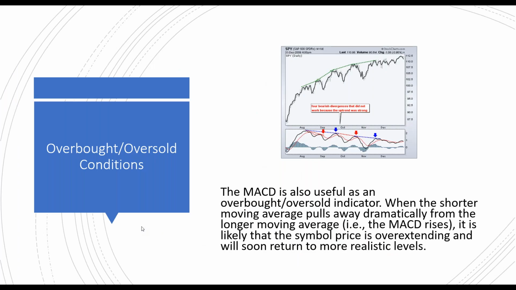Now, MACD is also useful as an overbought, oversold indicator. When the shorter moving average pulls away dramatically from the longer moving average, in other words, MACD rises, it is likely that the symbol is overextending and will soon return to more realistic levels. So when the MACD line rises significantly higher, it's telling us that the market can be overbought. These peaks and valleys will help us. When the MACD line falls significantly, it can tell us the market is oversold.